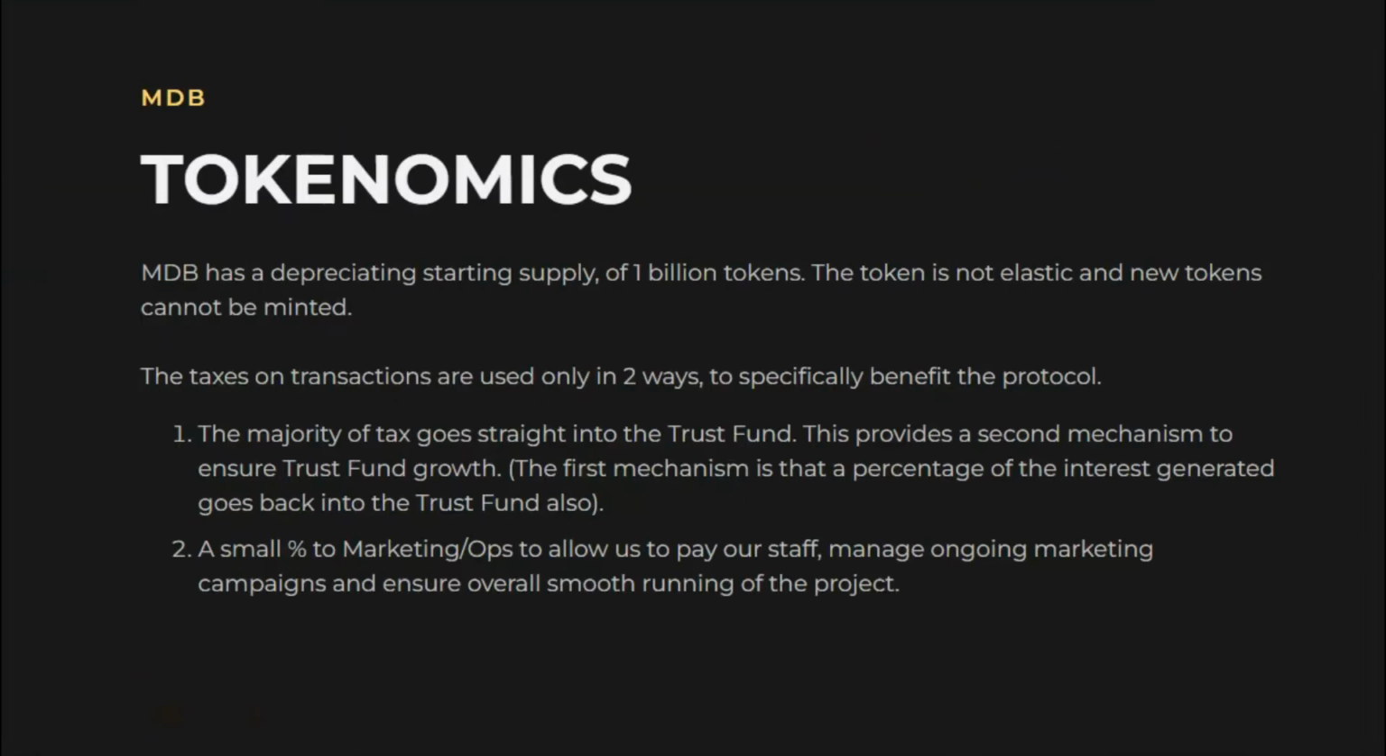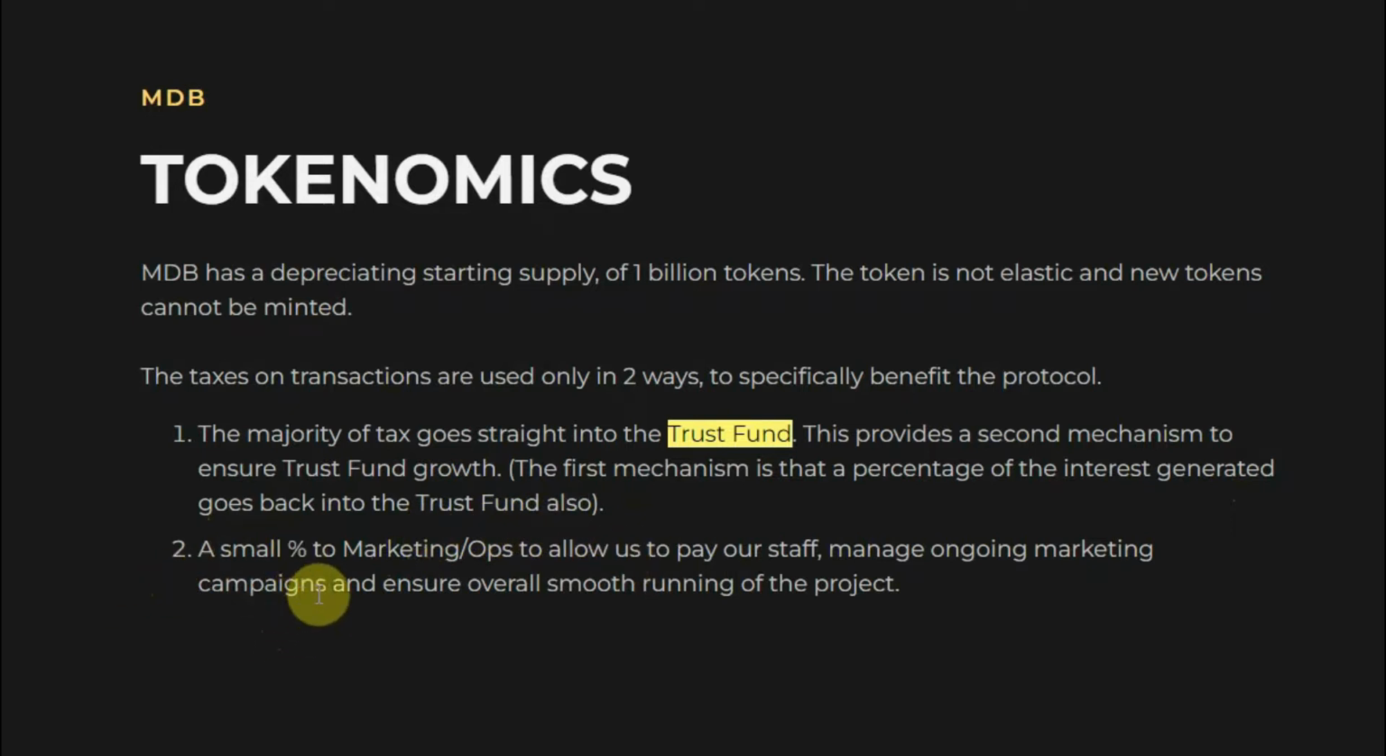Moving forward, I'm sure you want to check on the tokenomics. MDB has a depreciating starting supply of 1 billion tokens. The token is not elastic and new tokens cannot be minted. Oh, that's very good. The taxes on transactions are used only in two ways to specifically benefit the protocol. Number one, the majority of taxes go straight into the trust fund. This one we'll talk about later, because it's important too. This provides the second mechanism to ensure trust fund growth. The first mechanism is that a percentage of the interest generated also goes back into the trust fund.